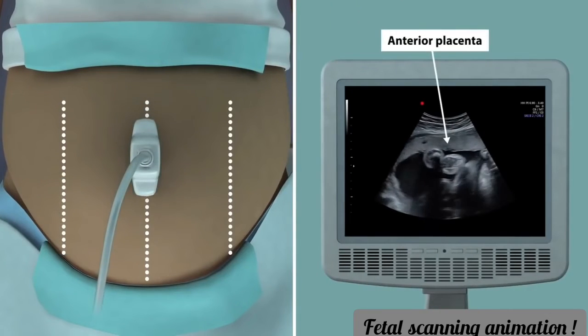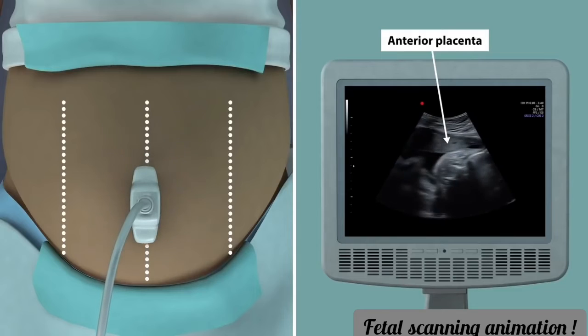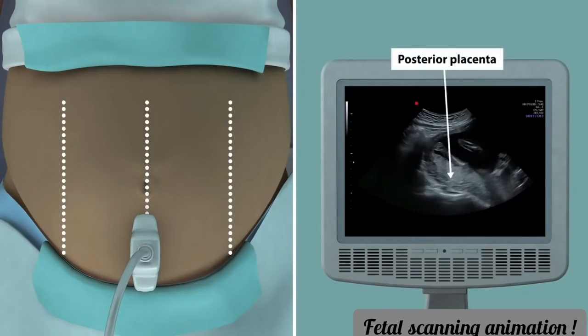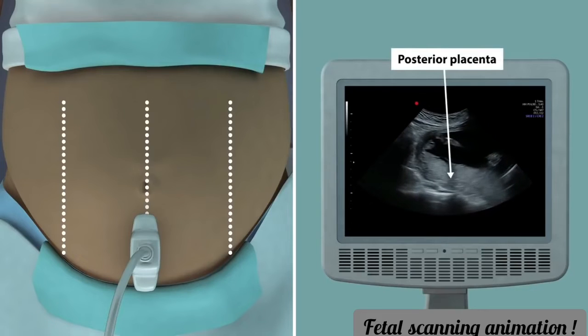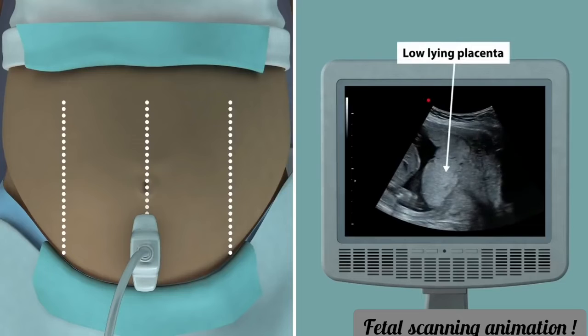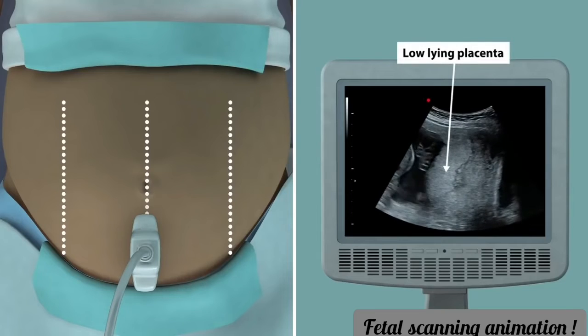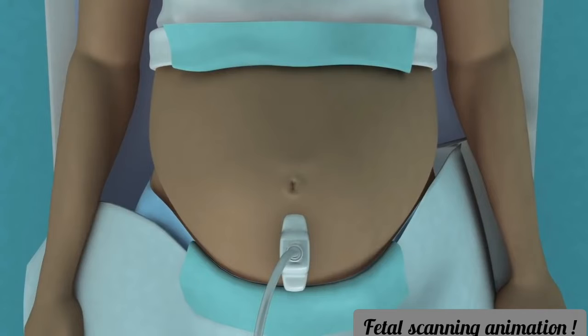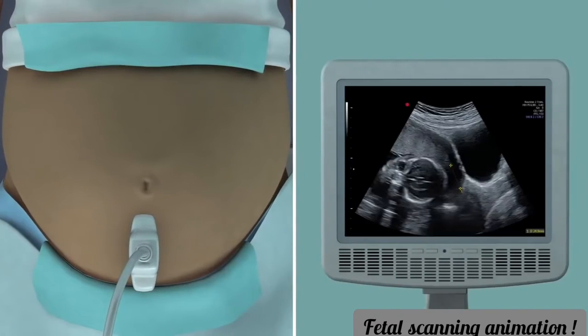Here you can see first anterior, then posterior, and here a low-lying placenta. Slide the probe into the midline and, using small movements, locate the leading edge of the placenta in relation to the internal os. Here you can see a low-lying anterior placenta.